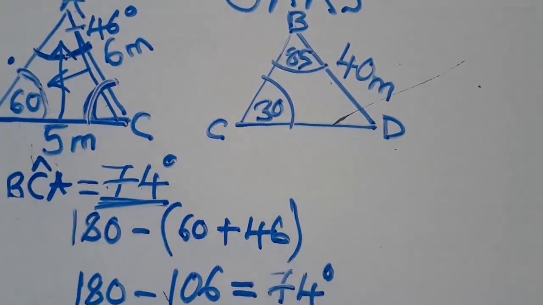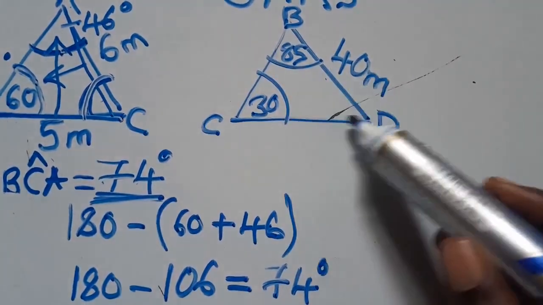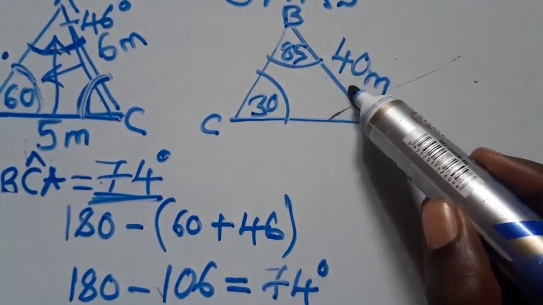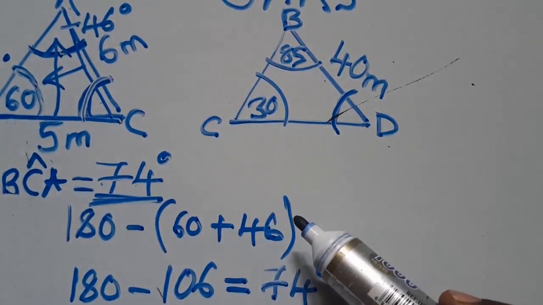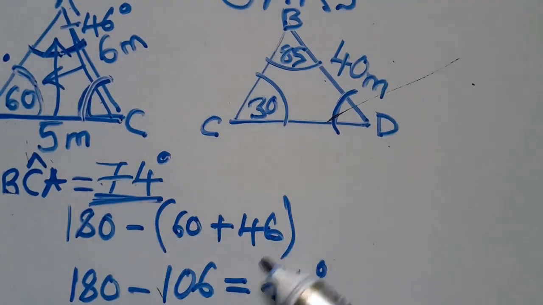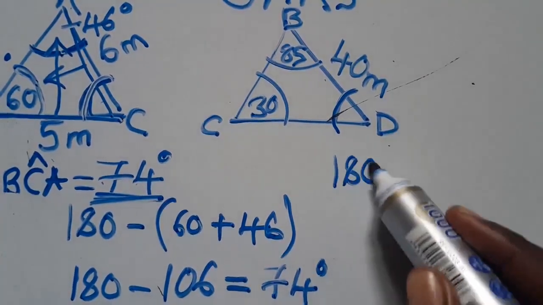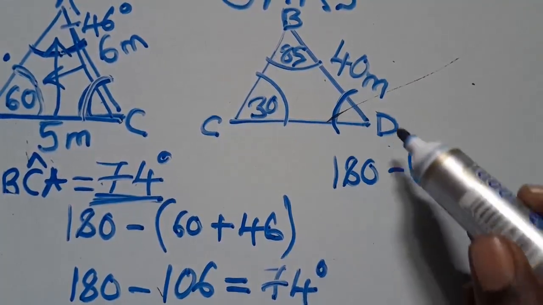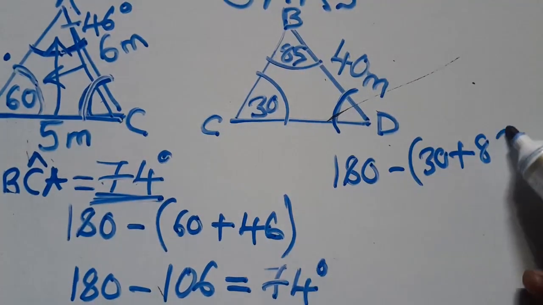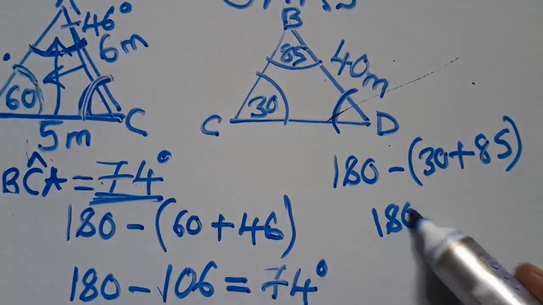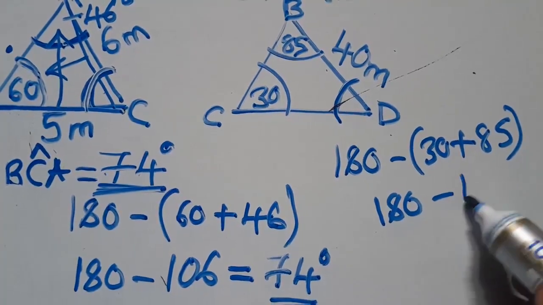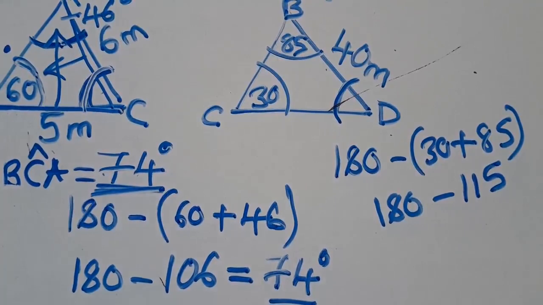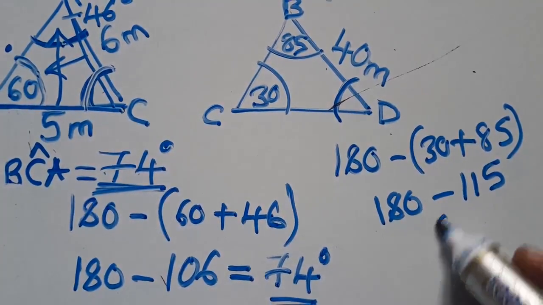So let us solve this question. Let's say you are given all the angles. It is very possible to find the angle that is there, because we know that angles inside the triangle add up to 180, like the way I did here. So you just say 180 minus, we want to find the angle that is there, minus 30 plus 85. What is 30 plus 85? You're getting 115. So 180 minus 115, what answer are you getting? 65.